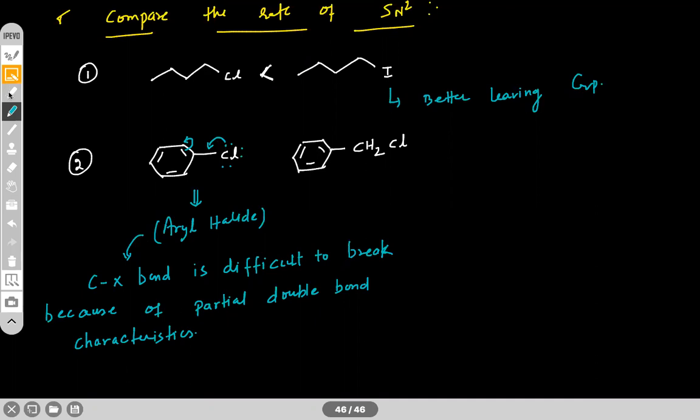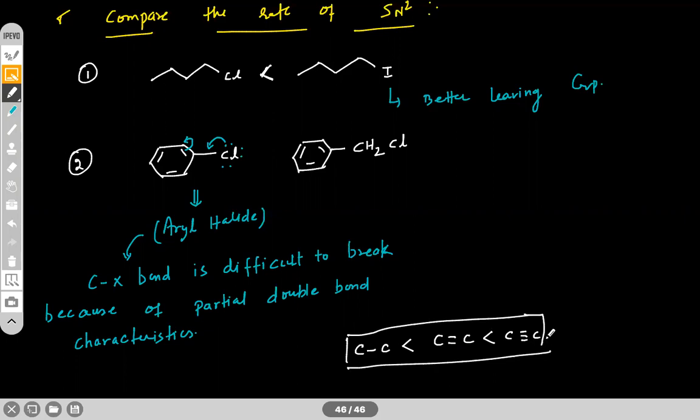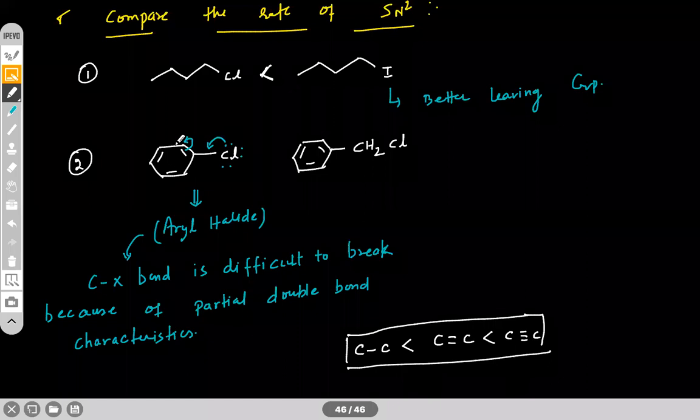If you look at the strength of the bond, the carbon single bond has the least strength, then we have the double bond, and then the triple bond. This is the strength order of the bond: single bond, double bond, and triple bond. So if we have a partial double bond characteristic here, it is stronger than the carbon halogen single bond present over here. In this case there's no resonance. We don't have partial double bond characteristics here, right? So in aryl halide the bond is stronger. Here the bond is weak.